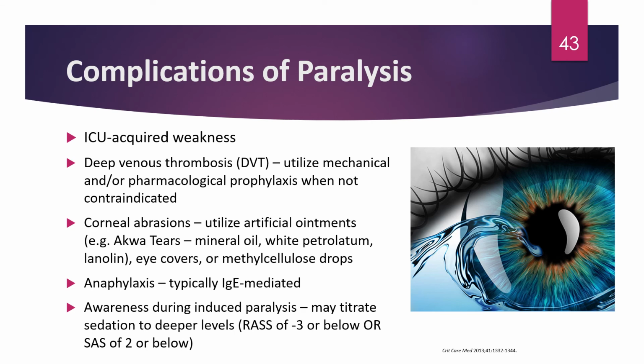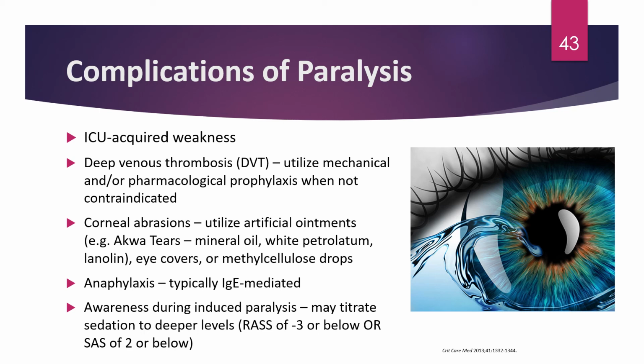What are some complications of paralysis? Obviously, if you're paralyzed, those muscles are not working like they normally would. As a result, you get basically an acquired weakness, and we call this ICU acquired weakness, because a lot of times you'll be getting continuous paralysis in an ICU or intensive care unit setting. You might get deep vein thrombosis, or have a risk of deep vein thrombosis, because obviously the patient's not moving.